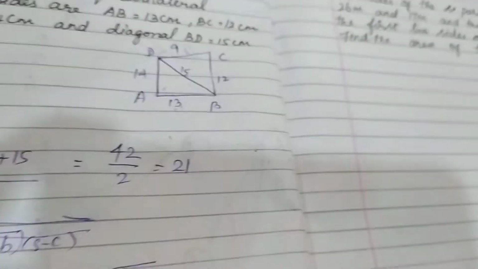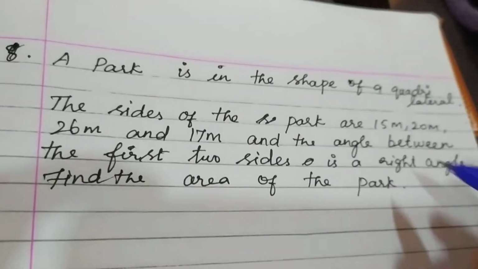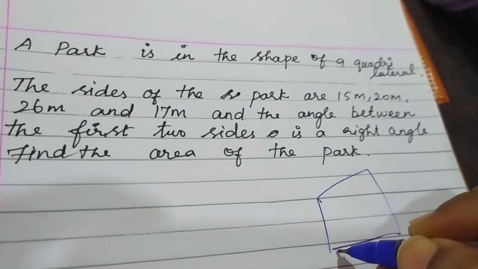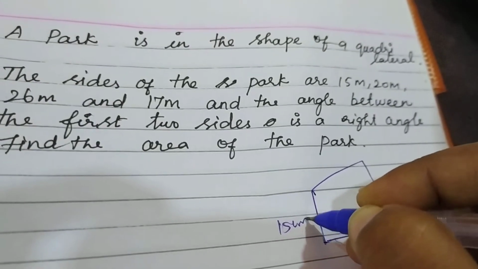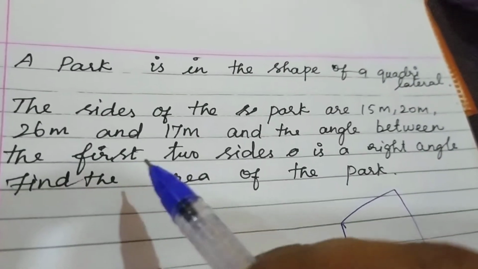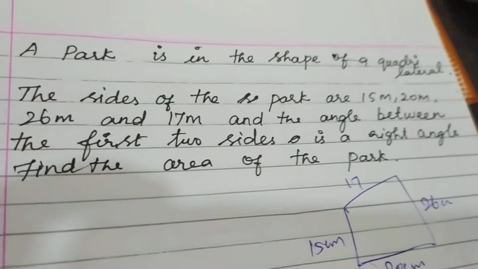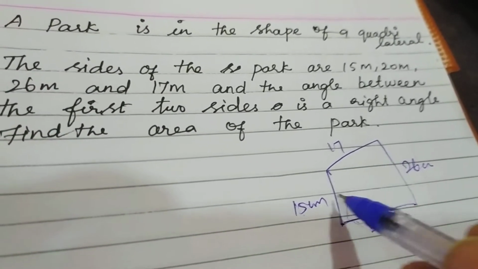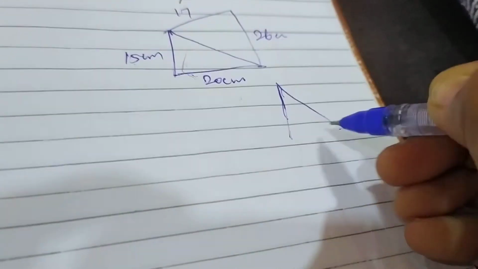Next, also the same kind of question. A park is in the shape of a quadrilateral, so this is also a quadrilateral. The sides of the park are 15 centimeter, 20 centimeter, 26 and 17. The angle between the first two sides is a right angle. So I'll take this triangle, where the first two sides form a right angle: this is 15, this is 20.